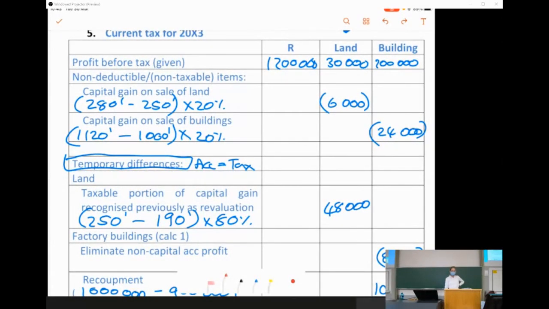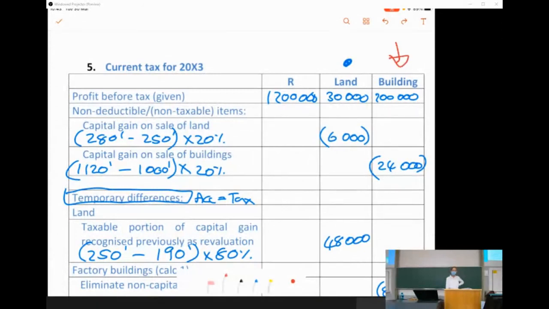There is a little video on ClickUp explaining the capital gain on the sale of a depreciable asset, so you could go and have a look at that again. But the basic principle is that I take my total accounting profit and break it up into my capital gain and my non-capital gain. For the capital gain, at the moment we have 100% of that capital gain included in the profit. We only want 80%, so I have to take out 20%.